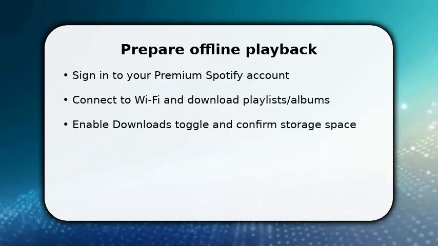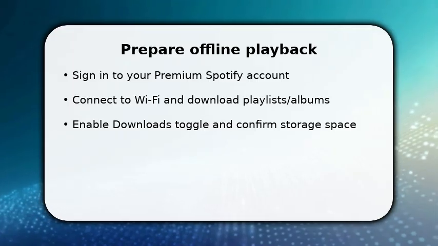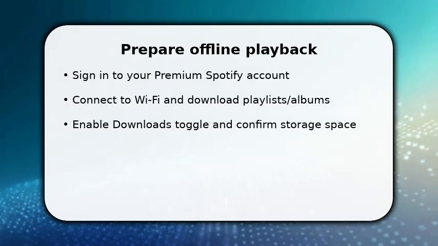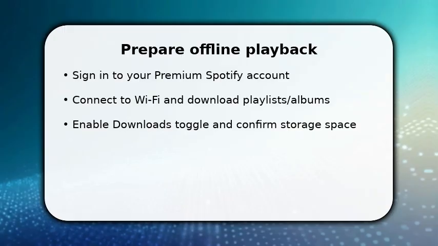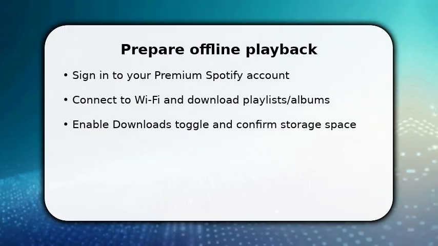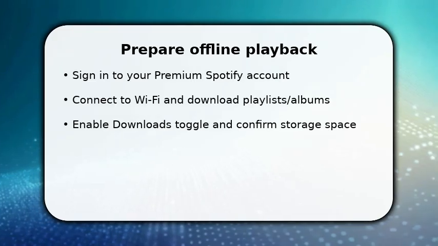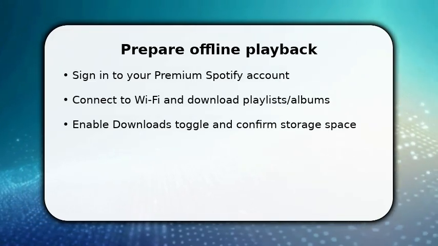You start by making the tracks available offline. Sign into Spotify and pick the playlists or albums you want. Once done, toggle downloads for each list and watch the progress bar. This writes files to your device so airplane mode won't block playback.